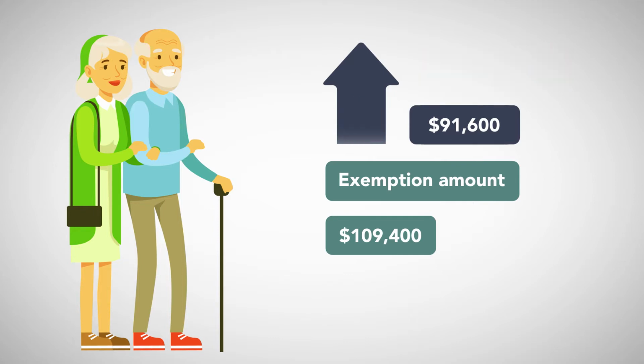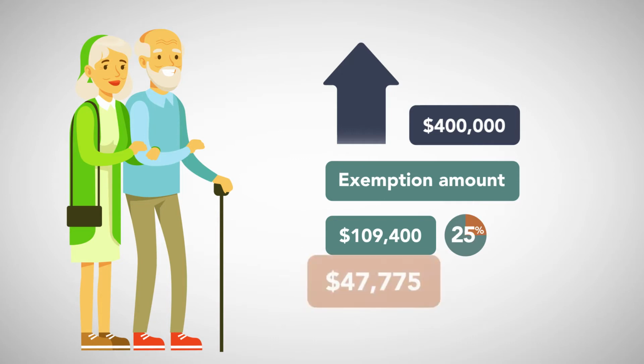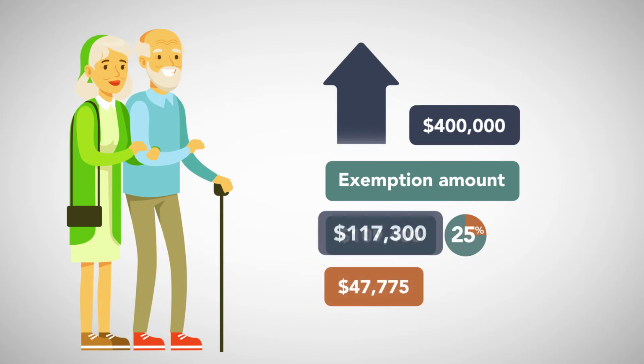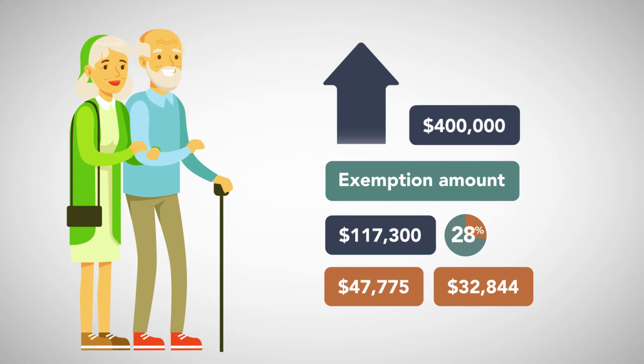If our couple earns $400,000, $109,400 is exempt. The next $191,100 is taxed at 25%, or $47,775. The remaining $117,300 is taxed at 28%, or $32,844, for a total alternative minimum tax of $80,619, an effective federal income tax rate of about 20%.